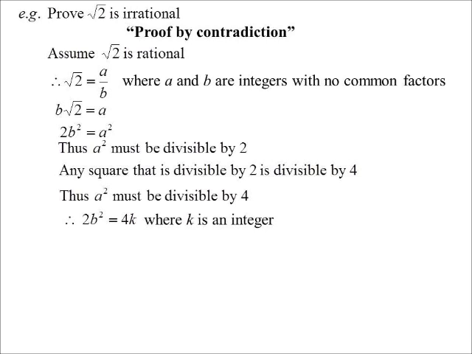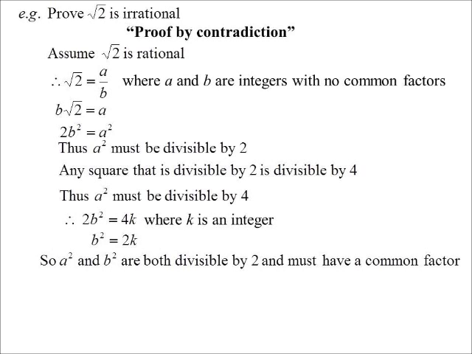So 2b squared, because we said that's what a squared is, must be equal to 4 times some whole number. I just called it k. So therefore, b squared is equal to 2k. So a squared and b squared are both divisible by 2, and therefore must have a common factor. But hang on. In my definition, I said a and b do not have a common factor. I have now contradicted myself.